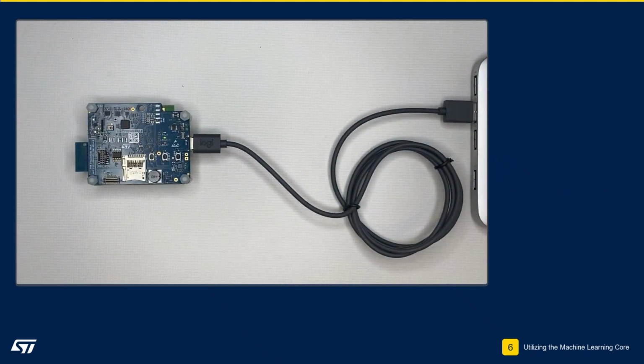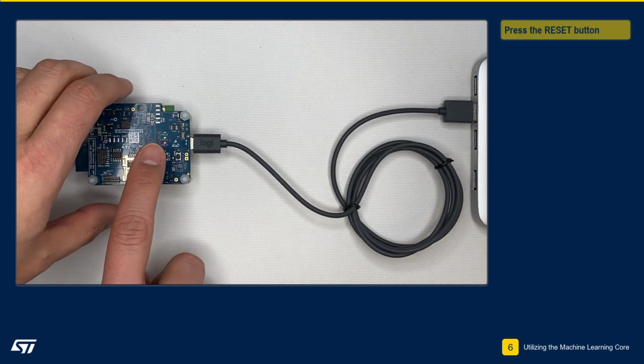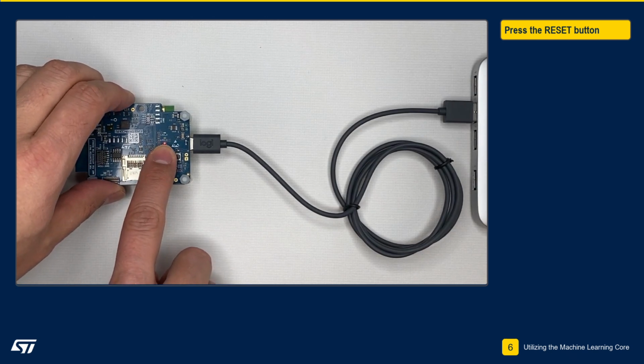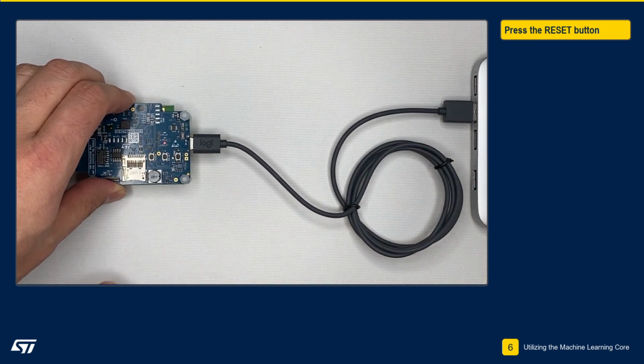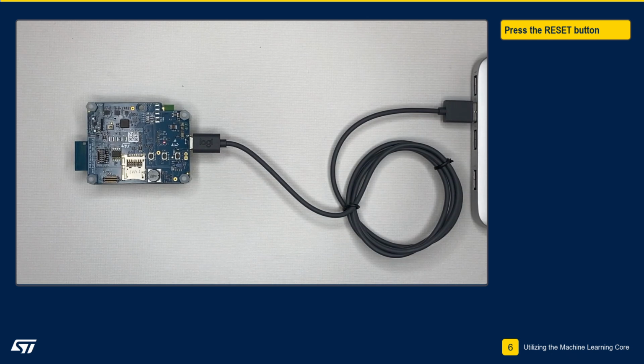We want to capture sensor data that will be used by the machine learning core to model a shake detection mechanism. Let's start by pressing the reset button on your STWIN.box board. After a few seconds, the green LED will blink intermittently, indicating that the board is ready to capture sensor data.